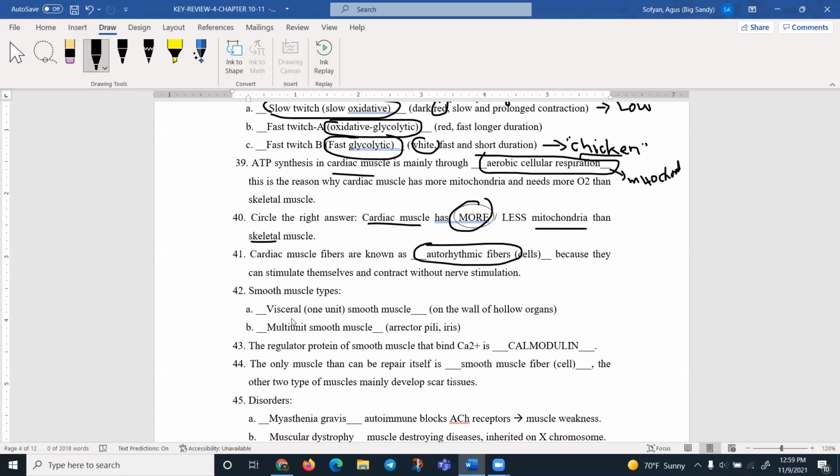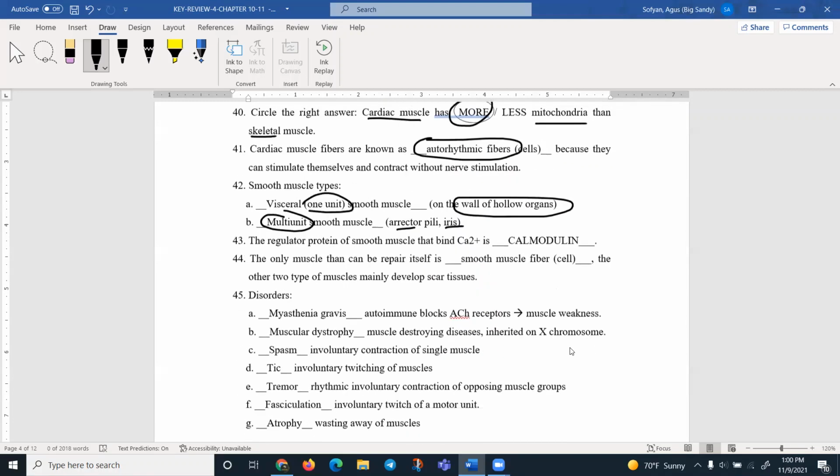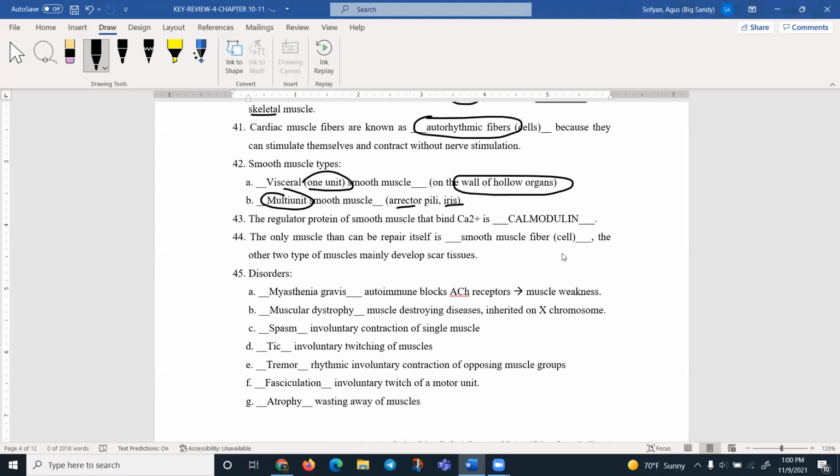Smooth muscle, there are two types: single unit smooth muscle and multi-unit smooth muscle. The single unit is usually located in the wall of hollow organs, like the GI tract, respiratory tract, and urinary tract organs. The multi-unit is mostly located separately, like the erector pili under the skin. The iris is the one that controls the eye opening, the pupil opening.